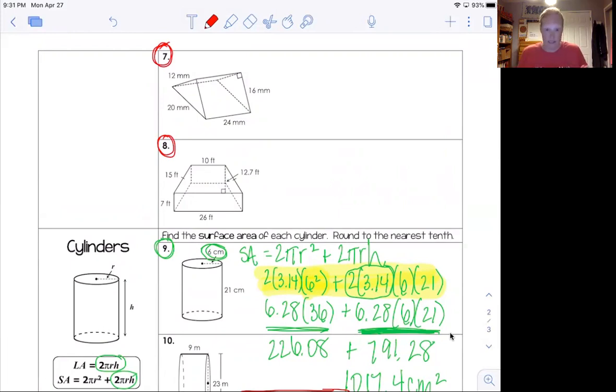Don't freak out. This is hard, especially the triangular prisms. So just take a deep breath. We'll get through it, and it won't be the last time that you see it.